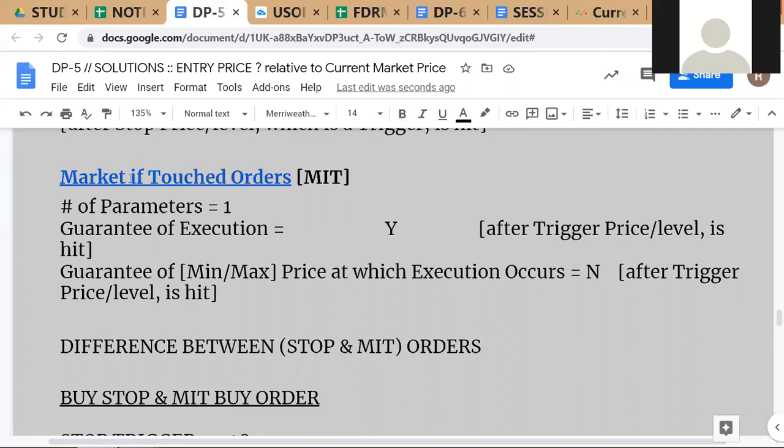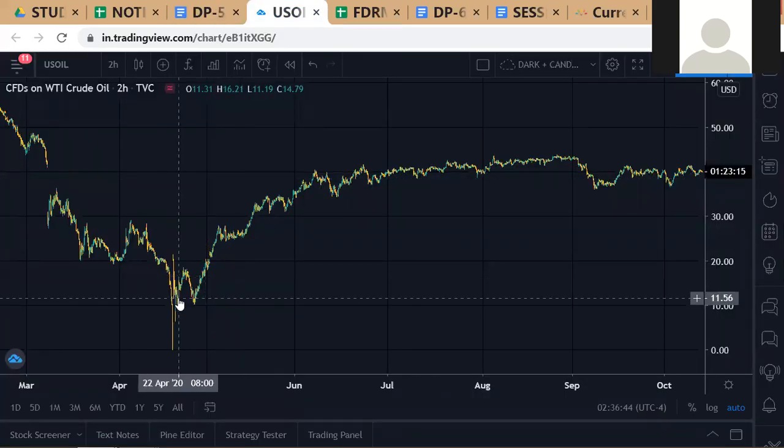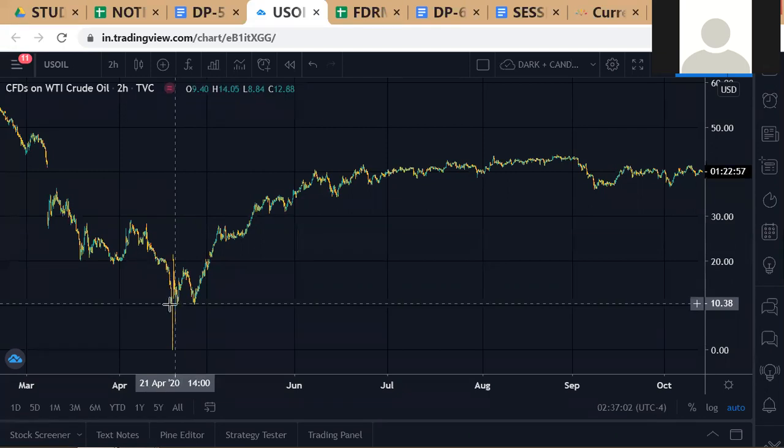You can think of it this way. The market part comes later, and the if touched part comes earlier. So I place a MIT order with a trigger at $10, because I think the market will sell off in a panic to $10 and then immediately bounce back. So the if touched level is $10 because my trigger is entered as $10. And as soon as the market trades at $10, my MIT order is triggered.